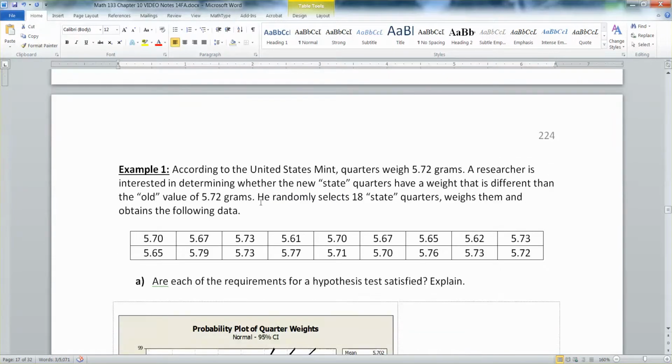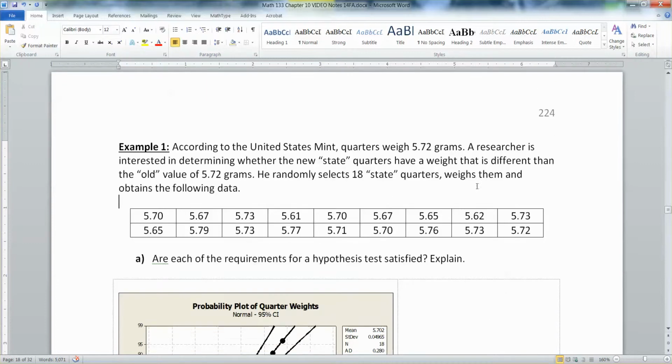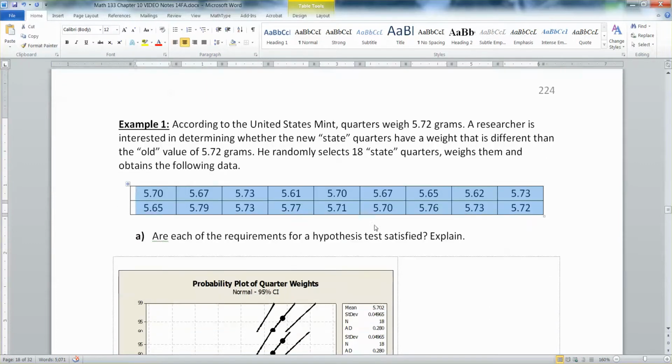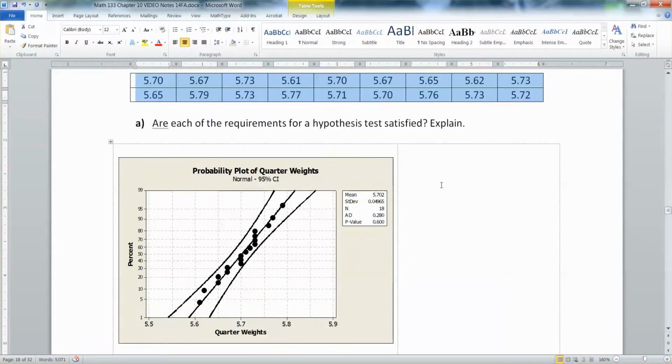All right, so according to the US Mint, quarters weigh 5.72 grams. A researcher is interested in determining whether the new state quarters have a weight that is different than the old value of 5.72 grams. Technically, I know grams is not a measure of weight, it's a measurement of mass, but bear with me here. So he randomly selects 18 state quarters and weighs them and obtains the following data. So there we have these lovely 18 quarters and their mass in grams.